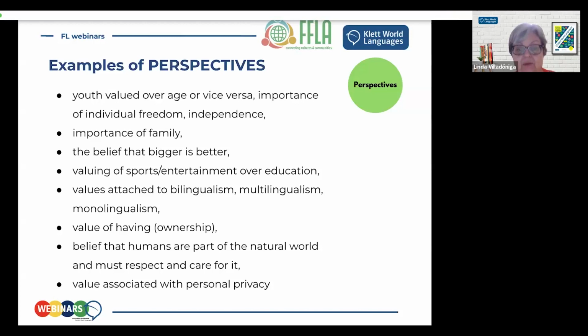There was another one here, the belief that bigger is better. Yeah, well, having three grandchildren, I know that that's kind of a competition thing too. Anyway, I think I've exhausted this one right now. I can go back to it later if you'd like. Let's go to the next slide, please.